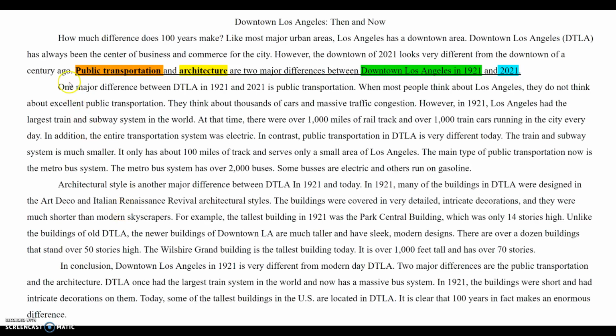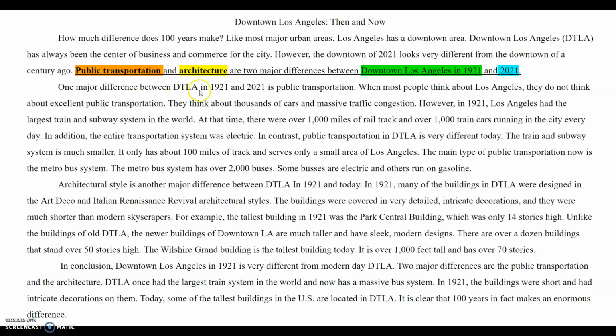Now let's take a very close look at the thesis statement. When we write a thesis statement for a compare-contrast paragraph, we need to include 4 components. We need to include the topics that are being compared, and then we need to also include the points of comparison or the points of contrast.